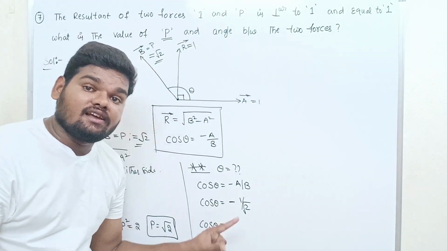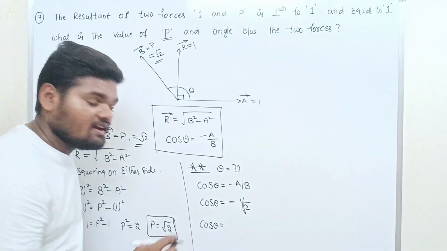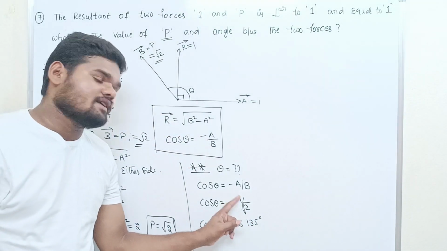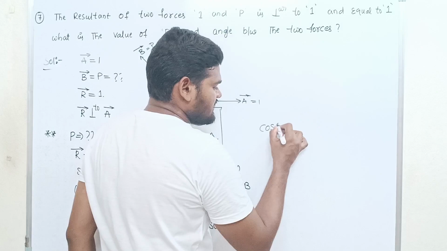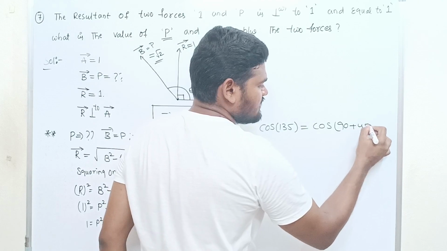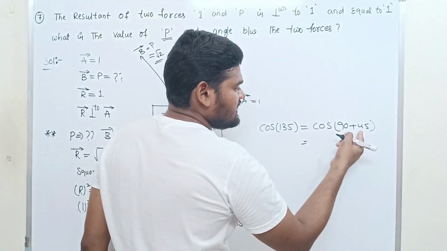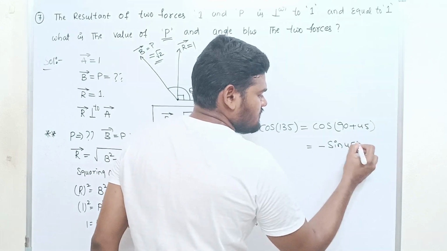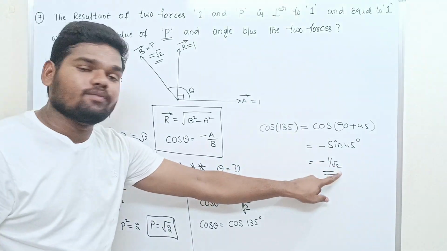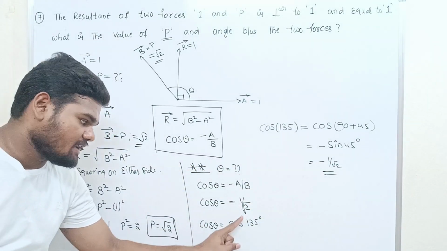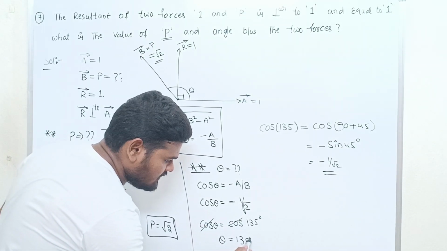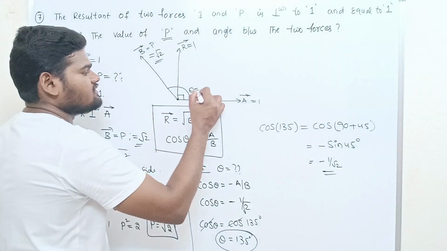At what angle will we get cos equal to minus 1 by root 2? At cos of 135 degrees you will get minus 1 by root 2. Let us check. Cos 135 can be written as cos of 90 plus 45. Cos of 90 plus theta is minus sin theta. What is the value of sin 45? 1 by root 2. So cos 135 equals minus 1 by root 2. So cos gets cancelled out, and theta equals 135 degrees.